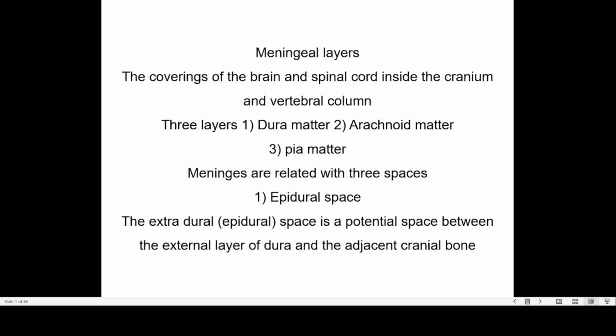So these 3 layers cover the brain and spinal cord. These 3 layers are called the meningeal layers. Usually these meningeal layers are related with 3 spaces. The 3 spaces mean the space between 2 layers. These are important as part of the clinical aspect.